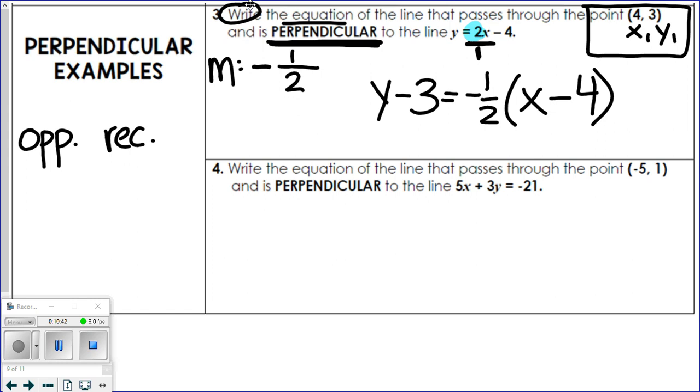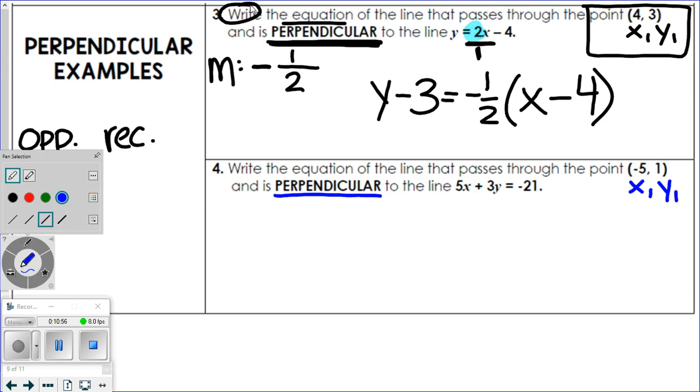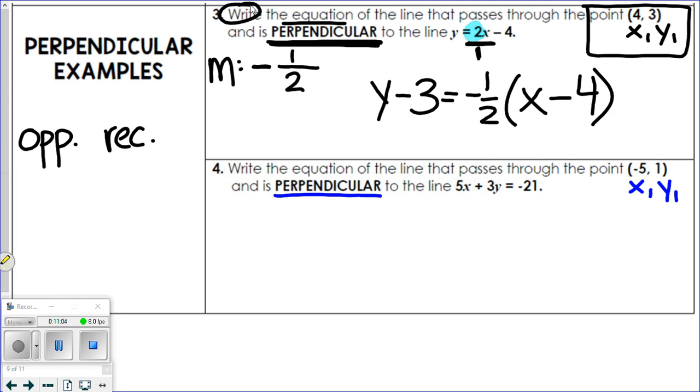Question 4, write the equation of the line that passes through this point. So I have another x1, y1, so point slope form, and it's perpendicular to the line 5x plus 3y equals negative 21. Now, when I look at this, I can't tell what my slope is because it's not y equals mx plus b. I don't know what my m is. So I need to solve for y. I need to isolate y.